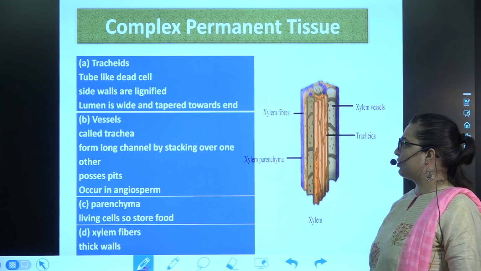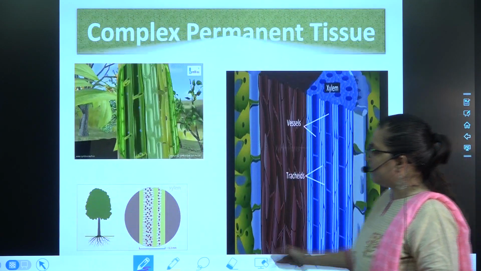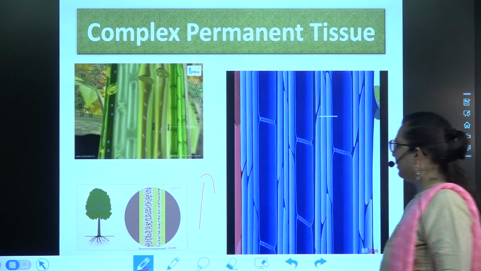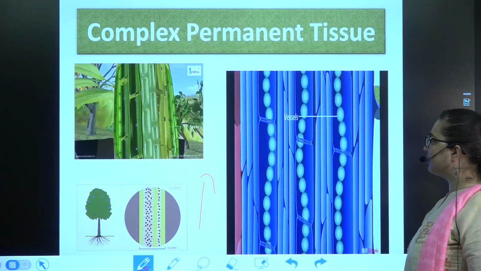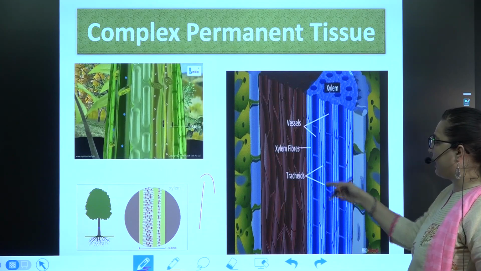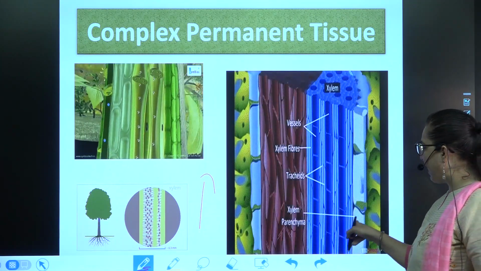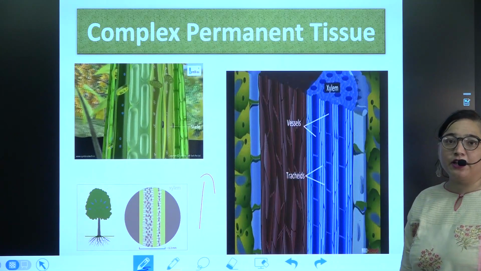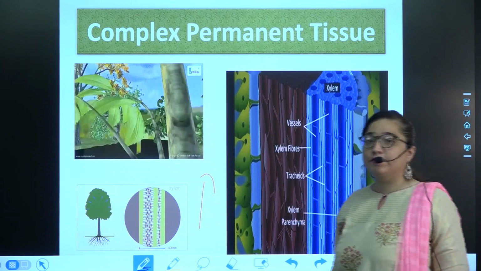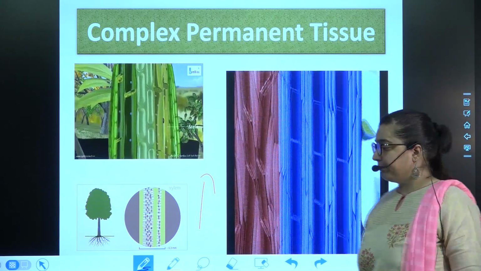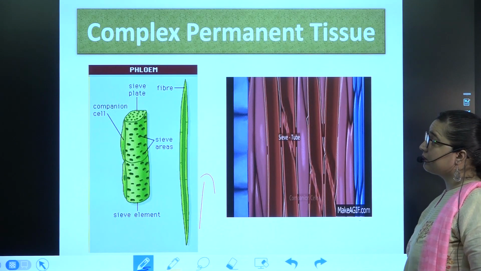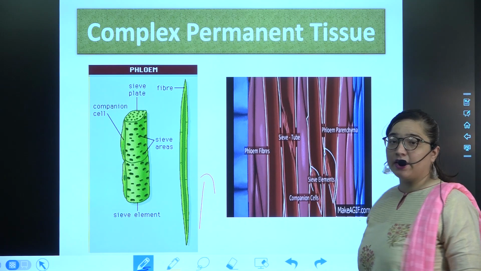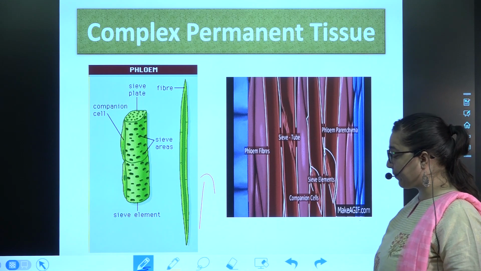Then about the conduction. Once again, xylem conducts only in one direction, and here is the view of it. These are the vessels stacked one over the other. These are tracheids, fibers and parenchyma. The next view is the view of phloem. Just observe, and with the help of the observation we are going to study the 4 parts of phloem.